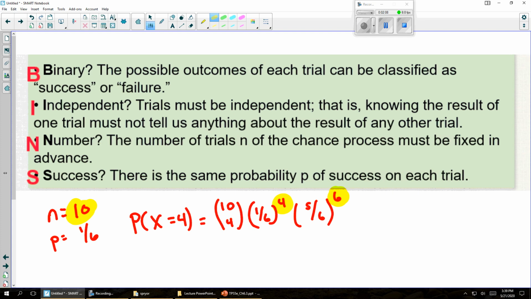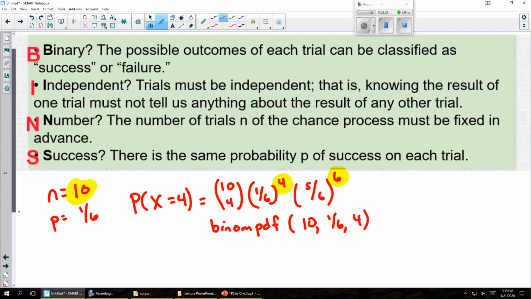And I could do this on my calculator with a binomial function. This is the binom PDF. 10 tries, that's N. P is 1/6, and X is 4.